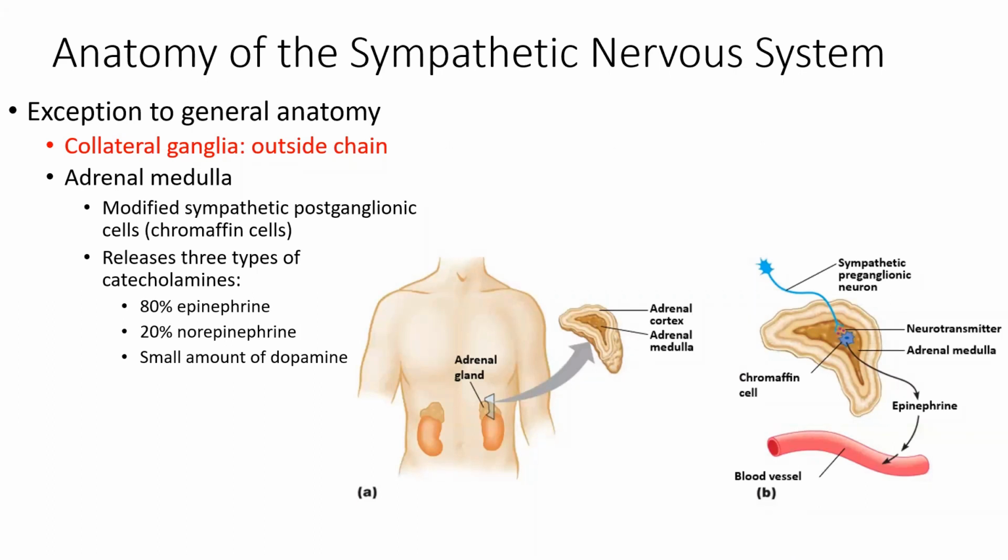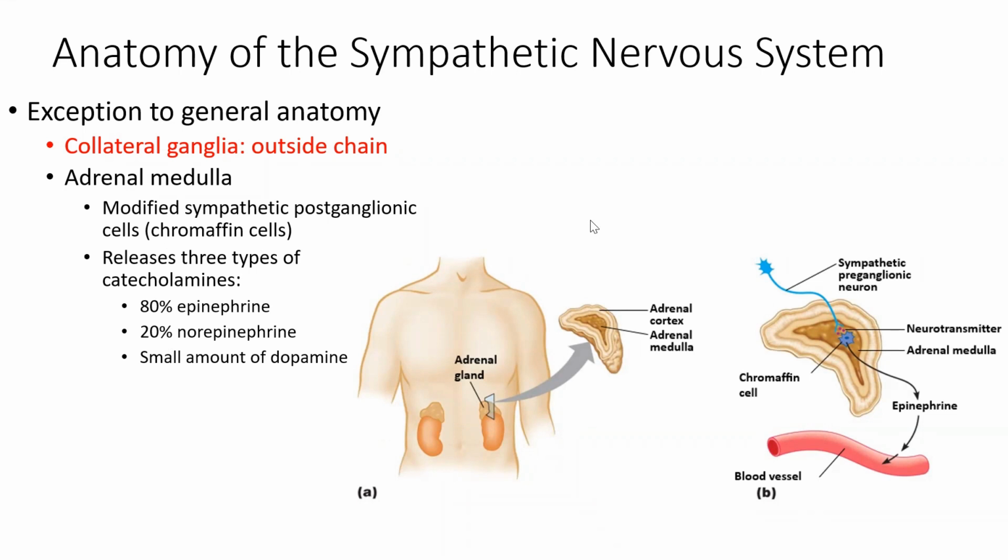Within that medulla, we have some cells that are called chromaffin cells. And the chromaffin cells are essentially modified sympathetic postganglionic cells. So they are going to behave just like a postganglionic neuron. Okay, I'll say that again. So the chromaffin cells that are located within the adrenal medulla are essentially modified postganglionic neurons in that they are going to behave just like a postganglionic neuron anywhere else in the sympathetic nervous system.